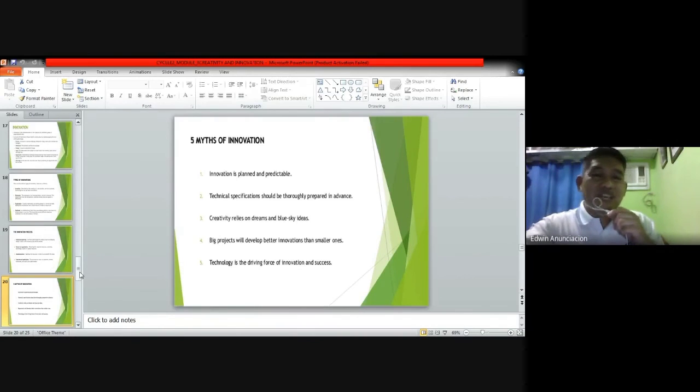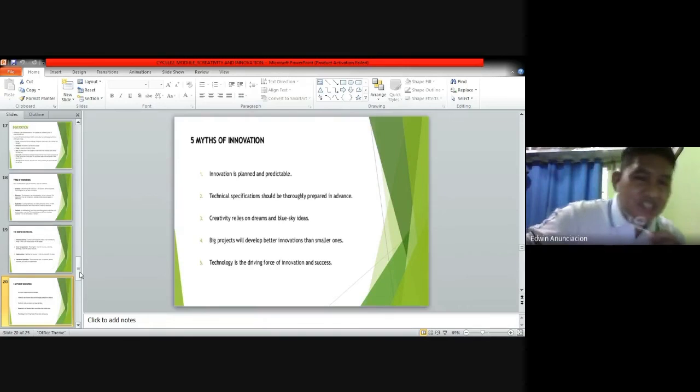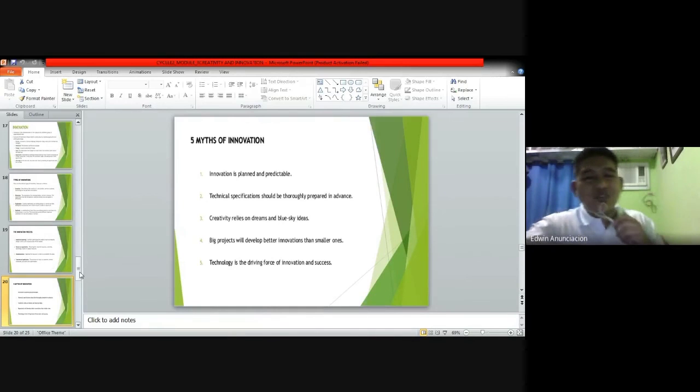And blue sky ideas. Big projects will develop better innovations than smaller ones. Siyempre naman po. And then, technology is the driving force of innovation and success. Talaga pong really technology po, no?